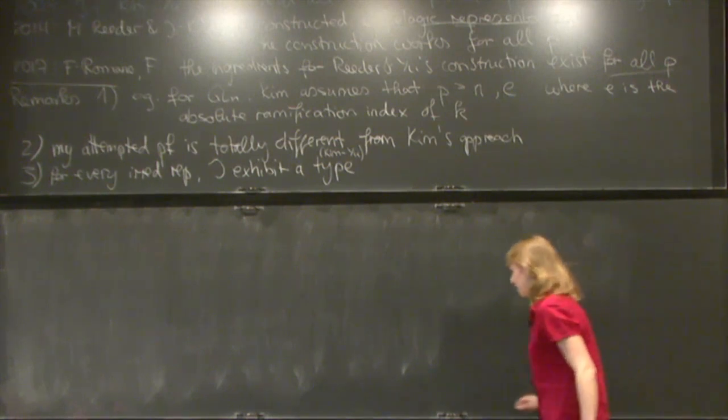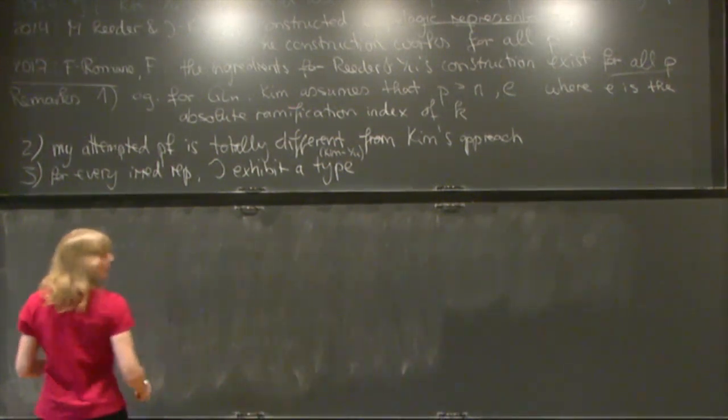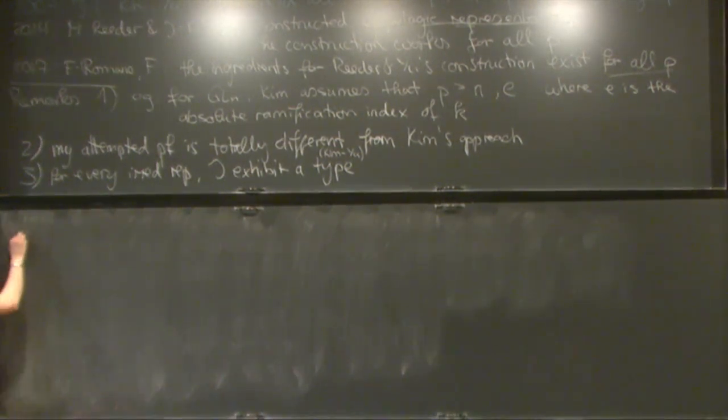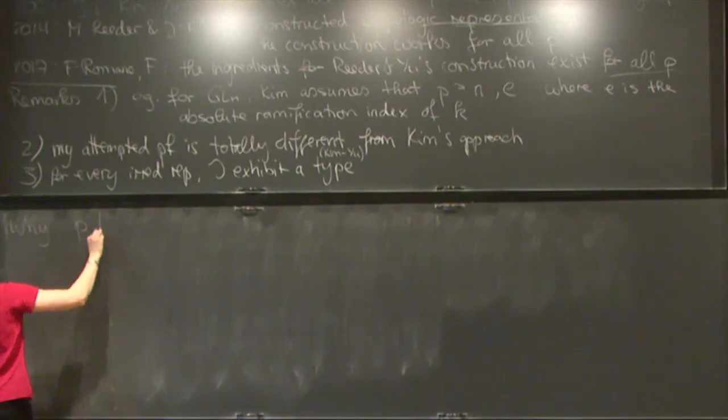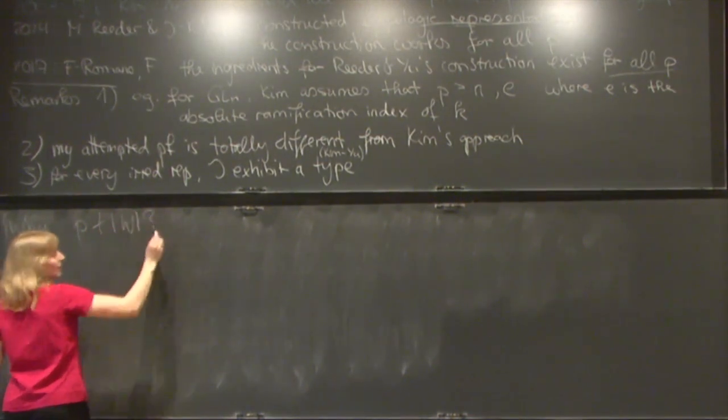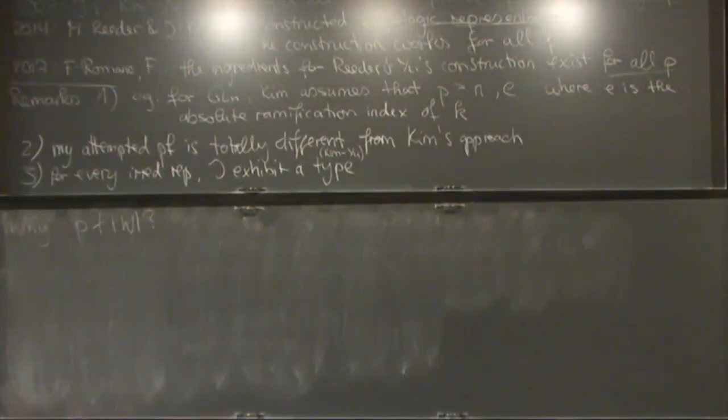So now I want to say a bit about the question that Aris raised. So why should P not divide the order of the Y group? Is this the best way that we can do? Or maybe tomorrow someone else comes and says, oh, I proved it for all primes P.